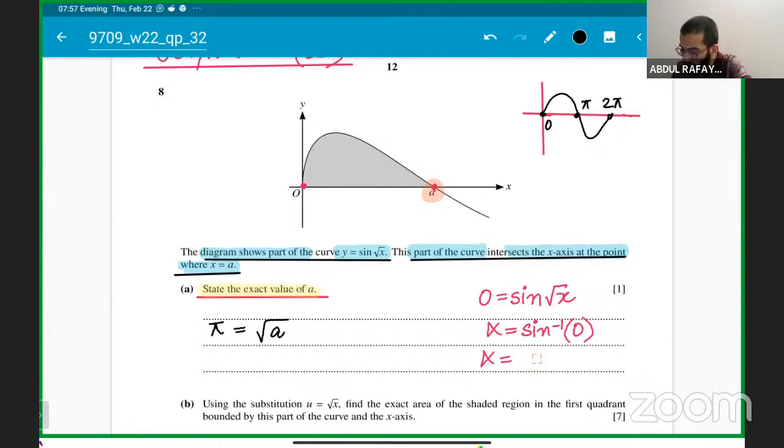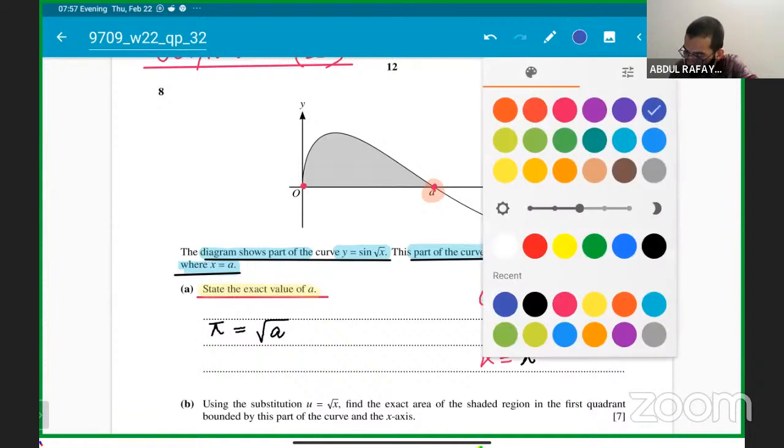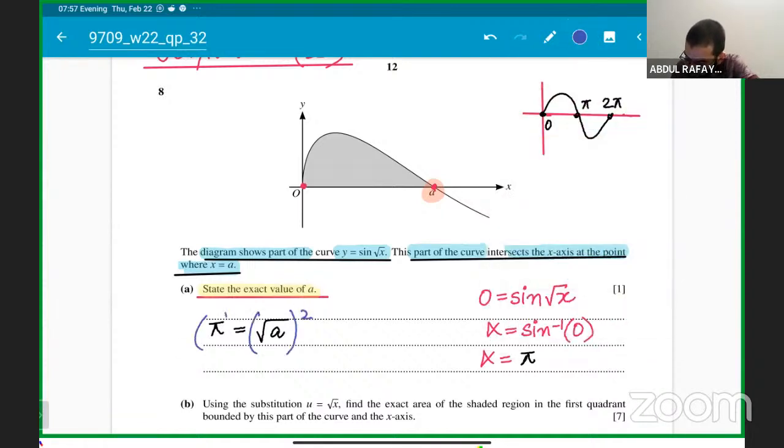That will be our basic angle now. Guys, with me following. So it will be pi is equals to square root a. So what we are going to do? We are going to square both sides to get the value of a. So a is equals to pi square.